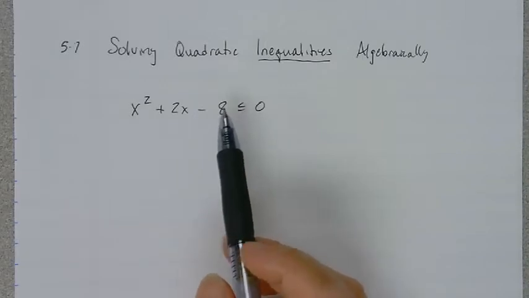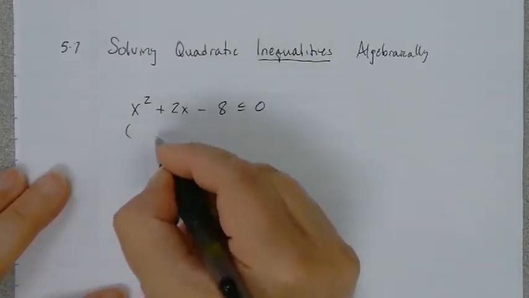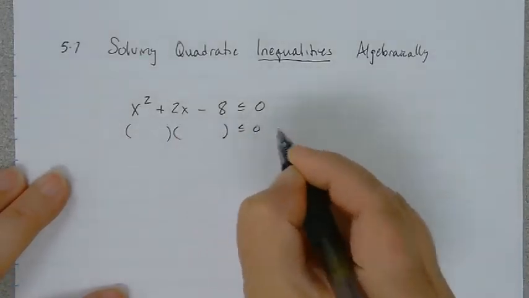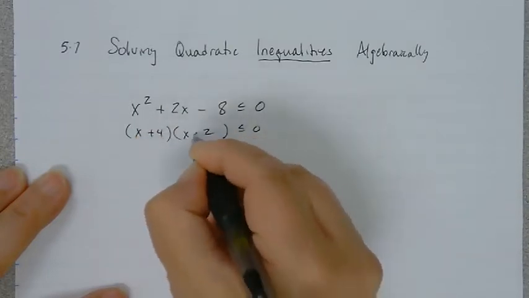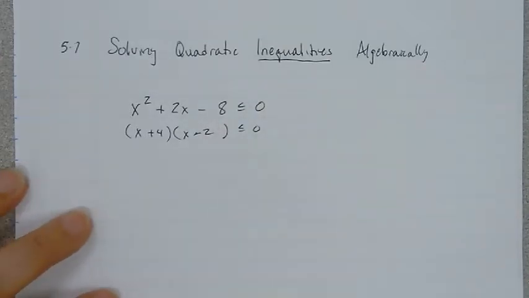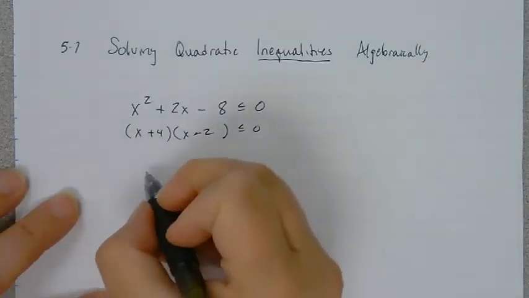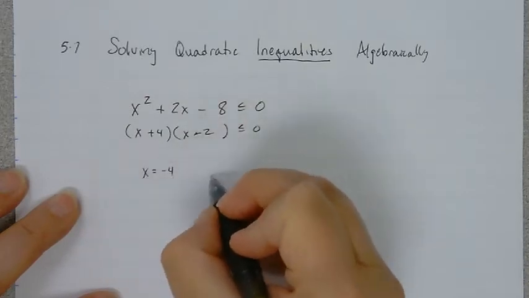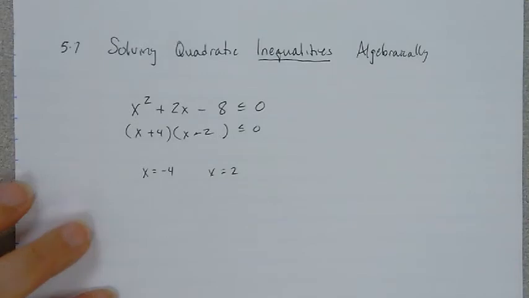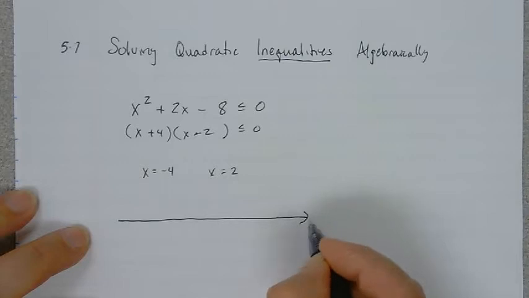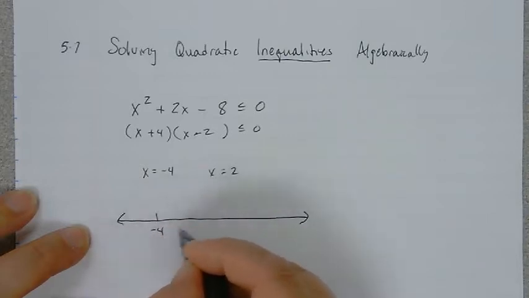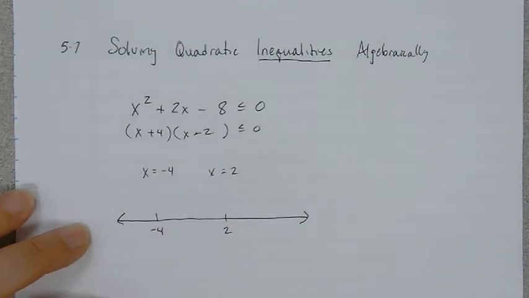So the first thing I want to do is factor. This one factors to x plus 4 and x minus 2. After we've factored, the numbers that we would solve for, x equals negative 4 and x equals 2, are going to tell us our critical values, our test points. So if I graph this on a number line, I want to choose a critical value of negative 4 and a critical value of 2. These tell me where I'm going to test my points.